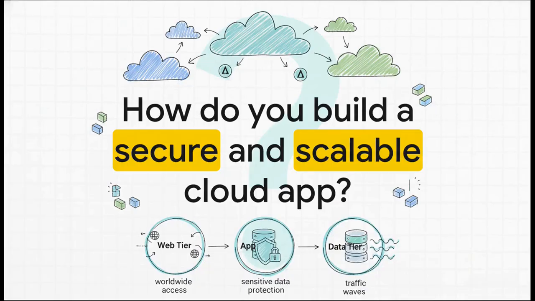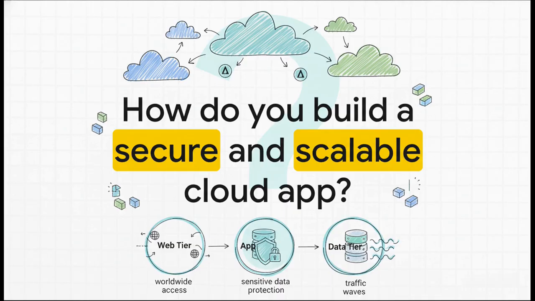All right, so let's put on our architect hats for a second. Imagine this is your job. Build a brand new application. It's got to be public facing, right? So anyone, anywhere can use it. But you also have to protect its most sensitive data. And it needs to handle crazy, unpredictable traffic spikes without crashing. So where do you even start?